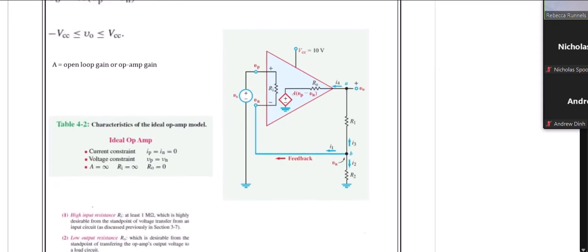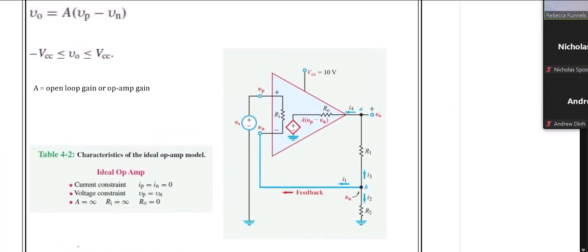So here is a non-ideal op amp, and we can take a look at what these things are that I was talking about. So this resistance right here, in an ideal op amp, that Ri is infinity. So no current flowing here in an ideal op amp. In an ideal op amp, this R0 is 0, so no resistance. Obviously, neither of those two things is possible, so an ideal op amp is an approximation.